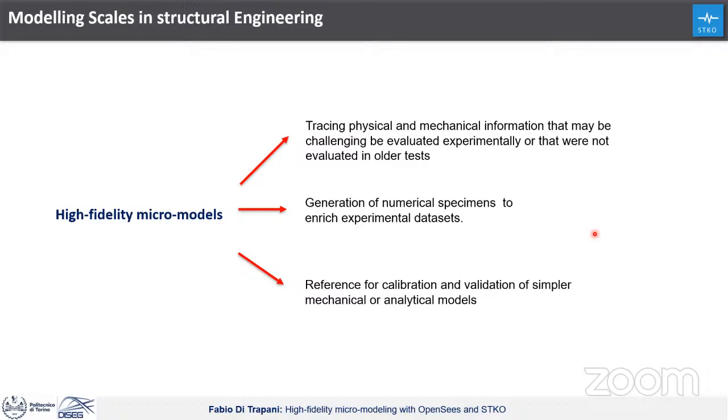The other way of using high fidelity micromodels is, for example, the generation of numerical specimens to enrich our experimental data sets. So for example, I have some experimental tests, but they are not enough. I can augment these experimental data sets by adding very high fidelity numerical models. And finally, we can use them for the calibration of simpler mechanical models or analytical models. And our application today is on infilled frames.